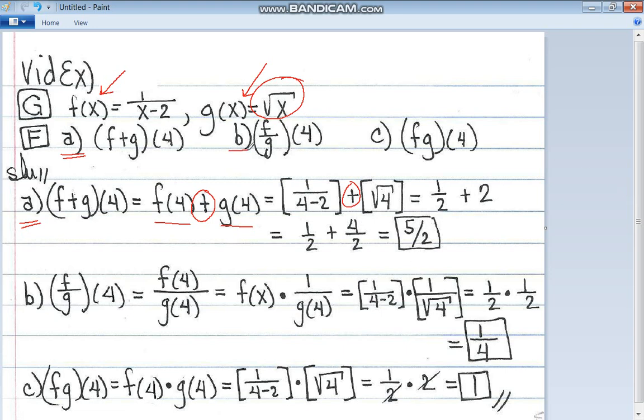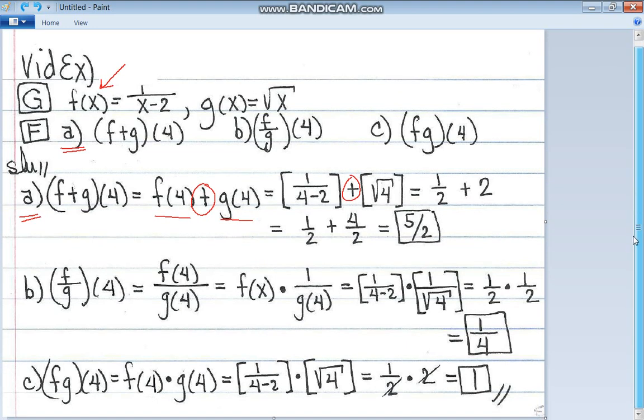Now let's do b. B says using the same f and the same g, we are asked now to find f over g of 4. Down here, f over g of 4, by definition, is f of 4 over g of 4. That's our first step. But here's a mistake. That should not be x, that should be 4. So let's write this as a 4, okay?